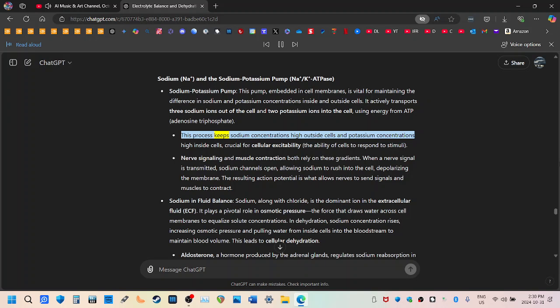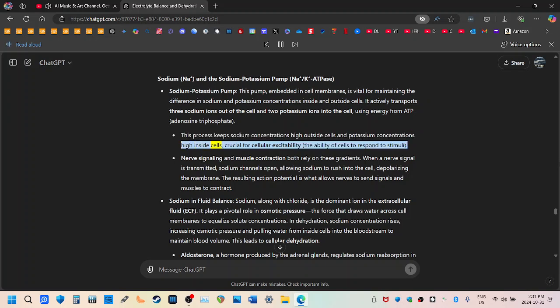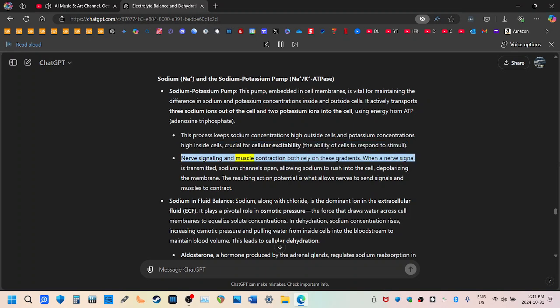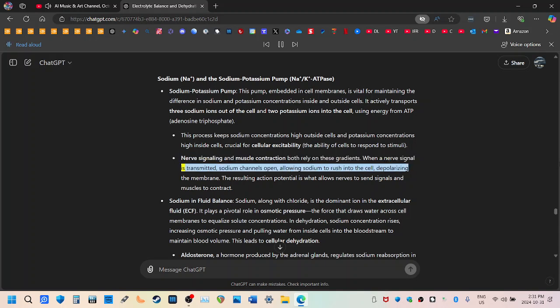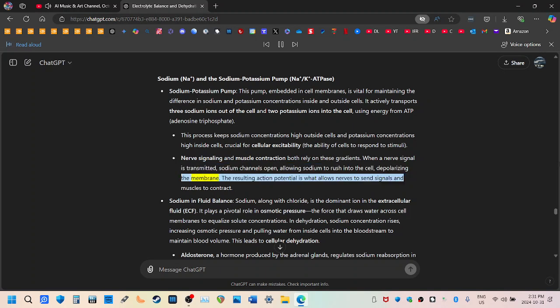This process keeps sodium concentrations high outside cells and potassium concentrations high inside cells, crucial for cellular excitability, the ability of cells to respond to stimuli. Nerve signaling and muscle contraction both rely on these gradients. When a nerve signal is transmitted, sodium channels open, allowing sodium to rush into the cell, depolarizing the membrane. The resulting action potential is what allows nerves to send signals and muscles to contract.